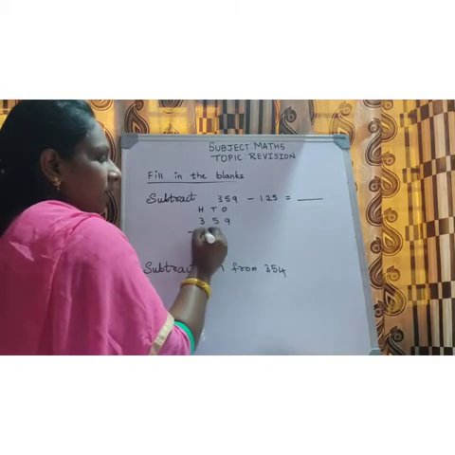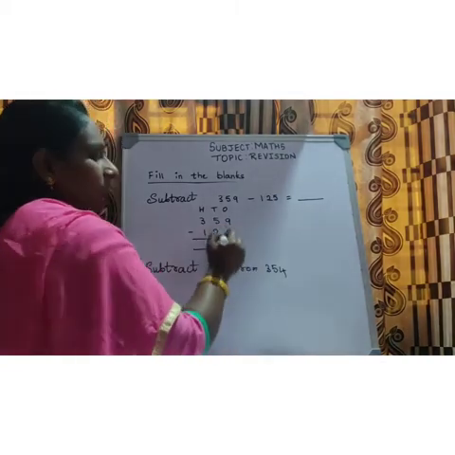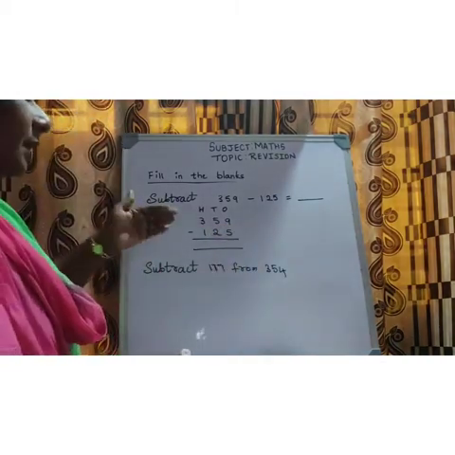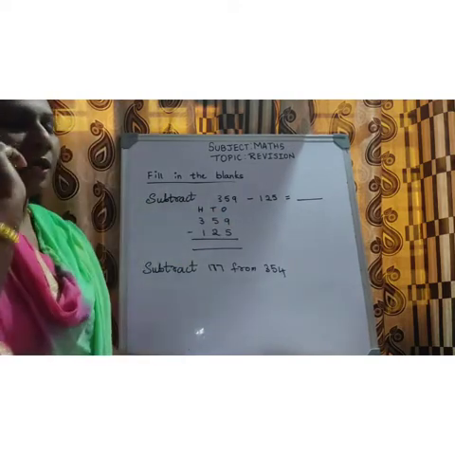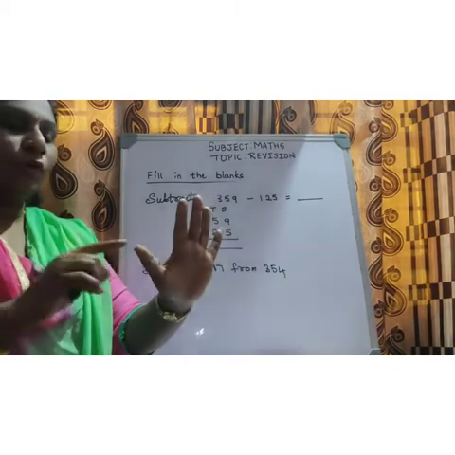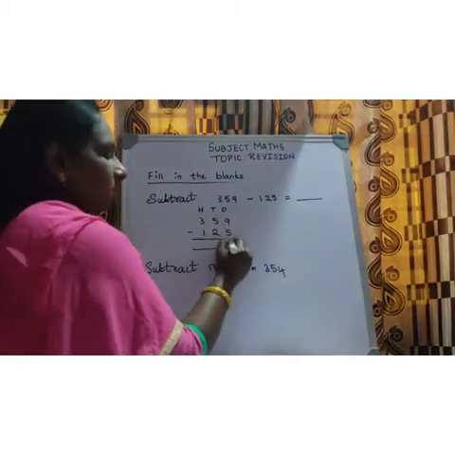359. Write the minus sign. 125. Okay. So it is not the borrowing method. So directly we will do 9 minus 5. 9 in your mind, 5 show it in your finger. Before 9: 8, 7, 6, 5, 4. So the answer is 4.